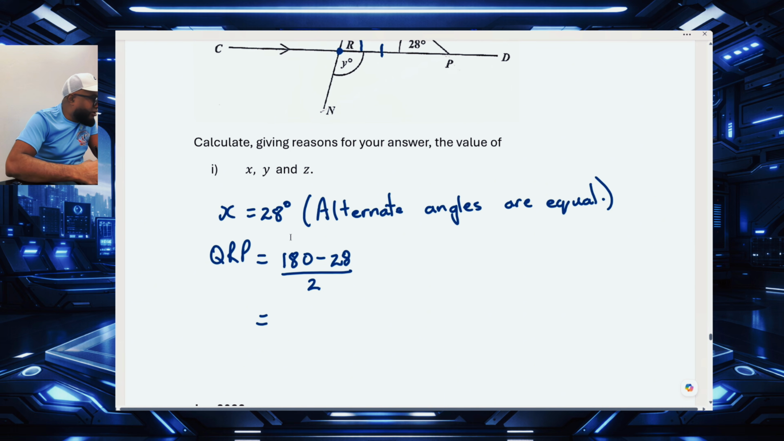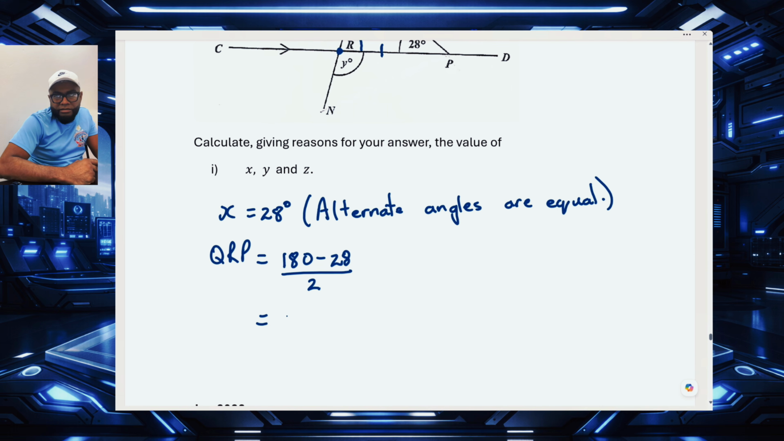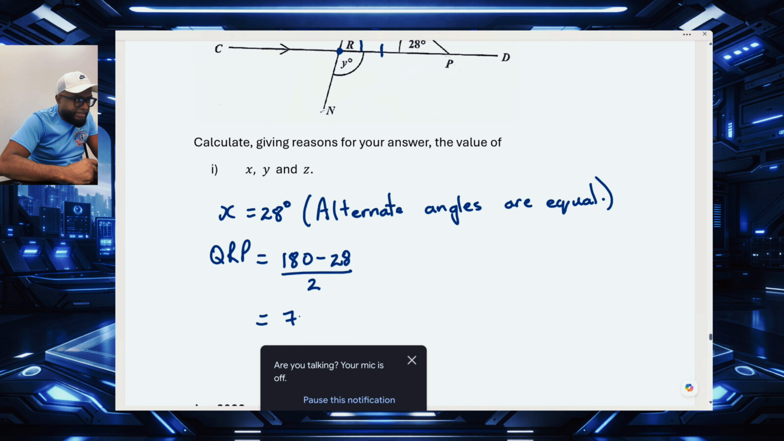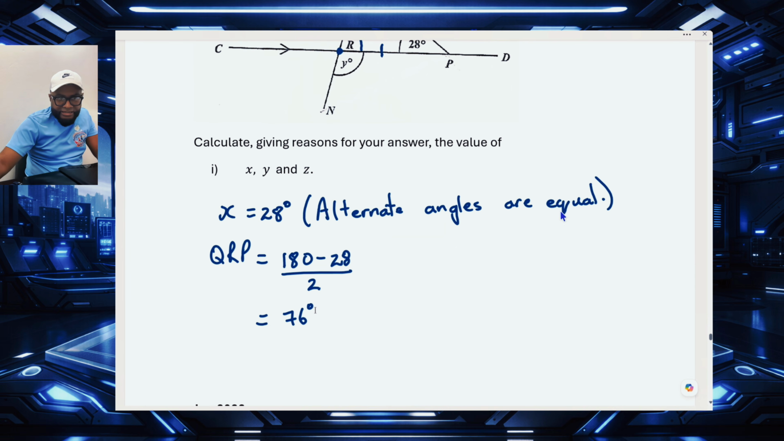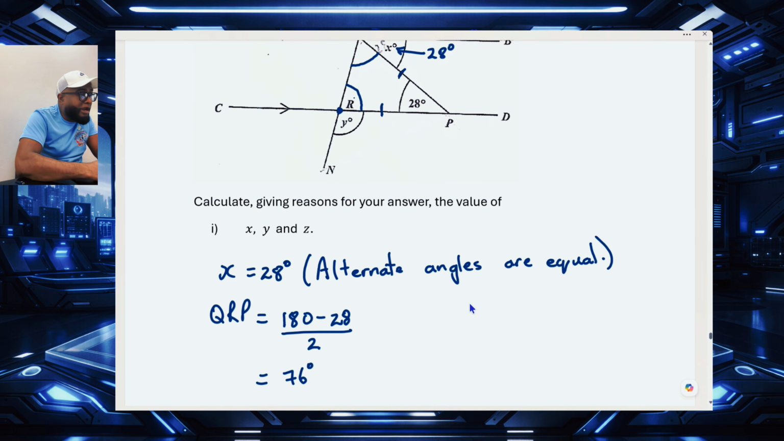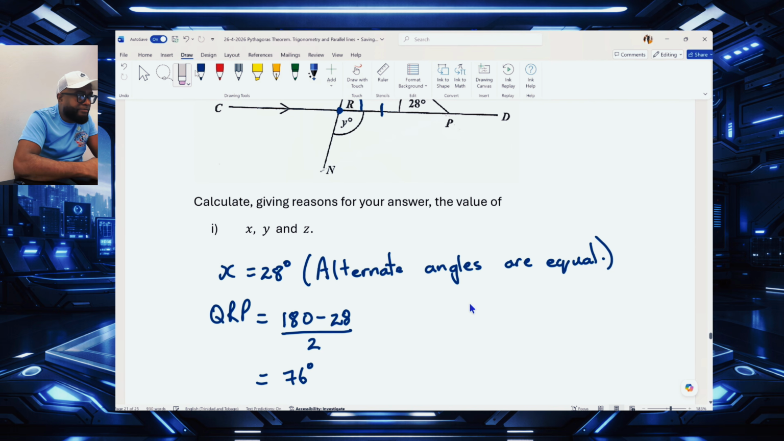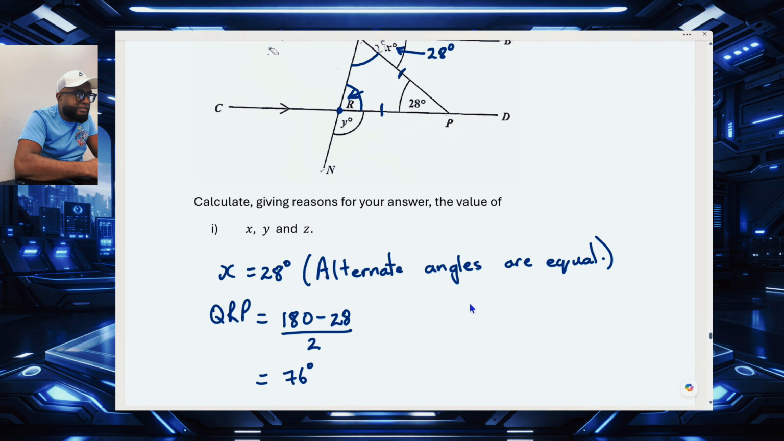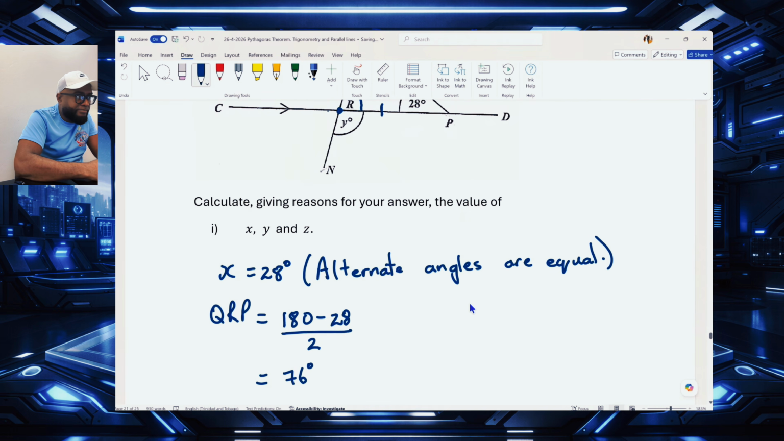So what is it getting me here? Chloe, what do you get here? 76 degrees. So that is QRP, because QRP is what I'm looking for. Let me just put the angle here. In QRP, this is 76 degrees.